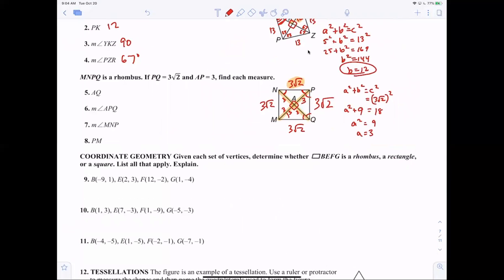So AQ, somebody tell me. 3. APQ, 45. Angle MNP, 90. Good, thank you. And PM, 6. Yay, right. Does everybody agree? That's not hard.